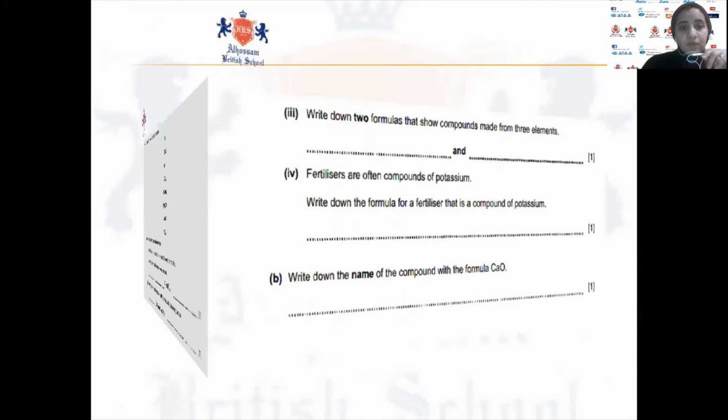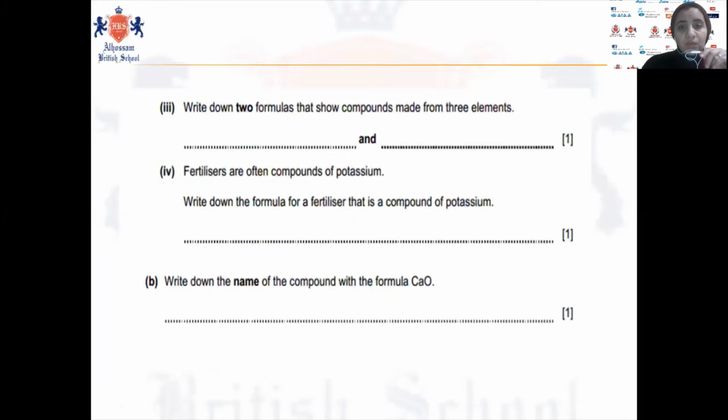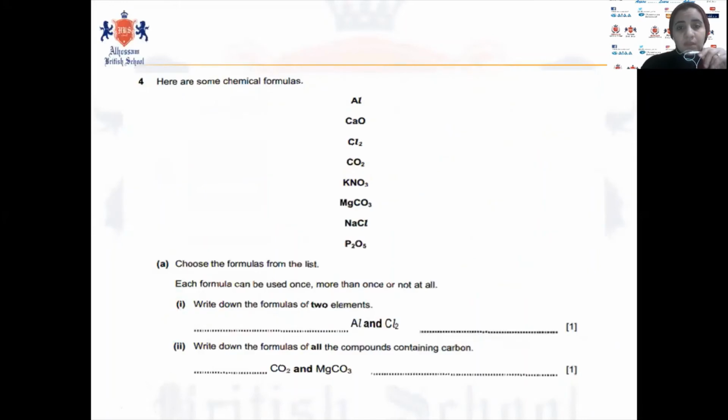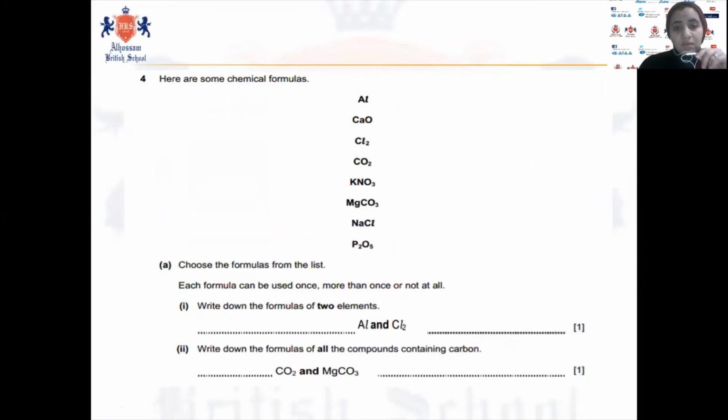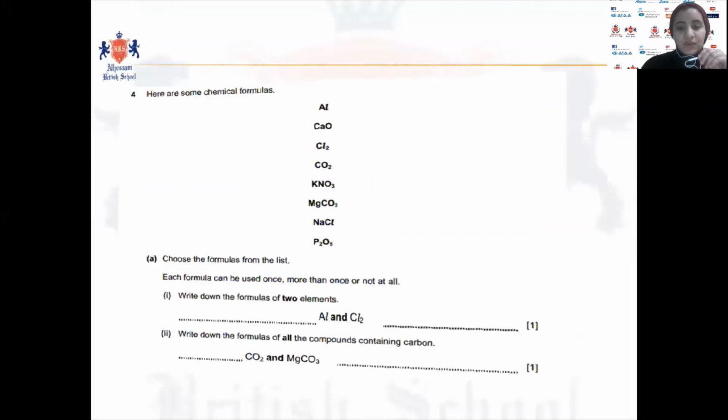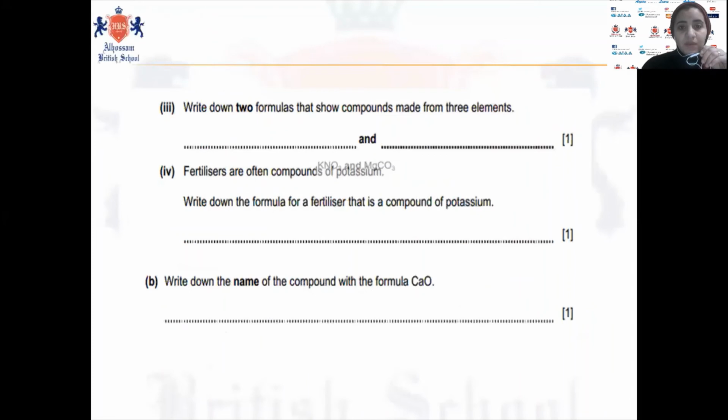Okay, next question. Write down two formulas that show compounds made from three elements. Back to the list. Okay, can you go back a second? Okay, contain three elements. Okay, the fifth one. You can't read the name of the compound, Muhammad? Potassium nitrate, I think. Potassium nitrate, excellent. Okay, and magnesium carbonate. Excellent. Okay, so potassium nitrate and magnesium carbonate.